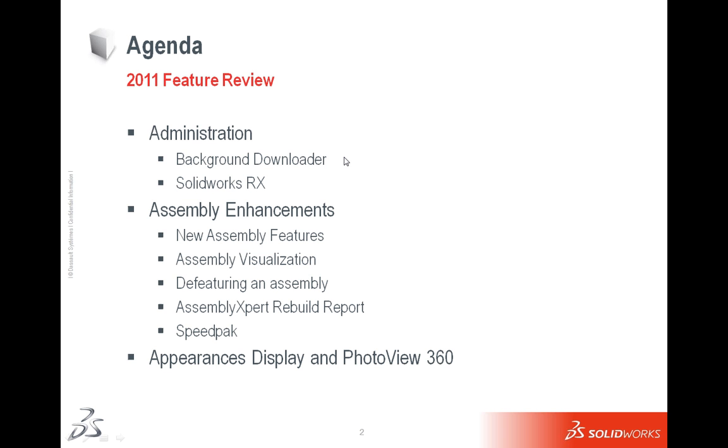First of all, let's take a look at the agenda and what I want to cover today. It's not a lot of different topics, but we're going to dig right into them. On the administration side, I want to talk to you a little bit about the background downloader, something that was added in 2011 that may be annoying for some folks. You're not really sure where it came from, or how to turn it on and off. I also want to talk about some changes to SolidWorks RX, which is a utility for capturing problems and diagnosing issues with your machine, and a new benchmarking utility which is in there.